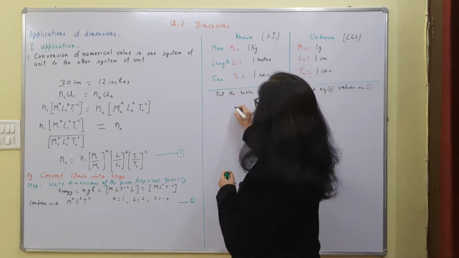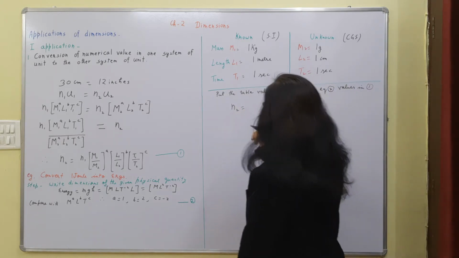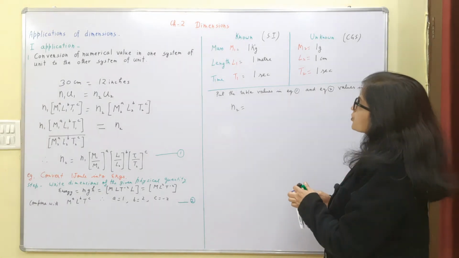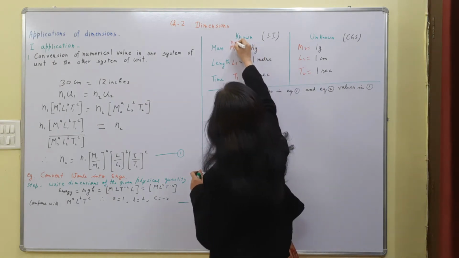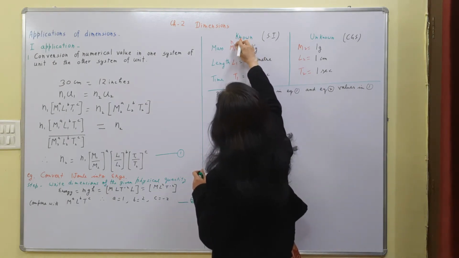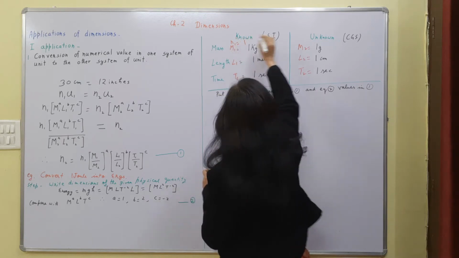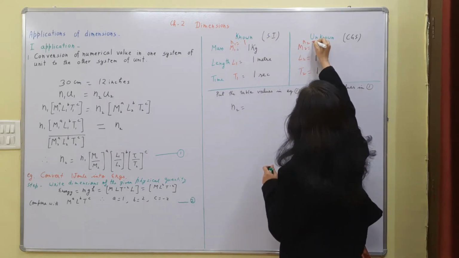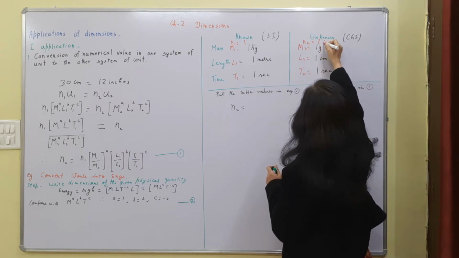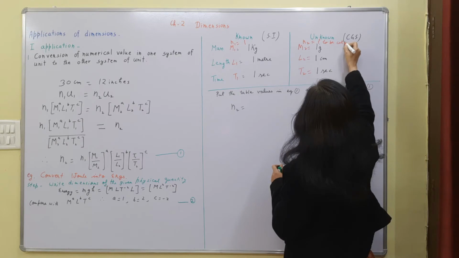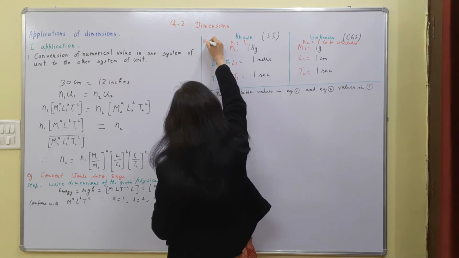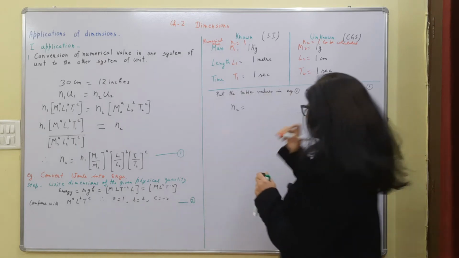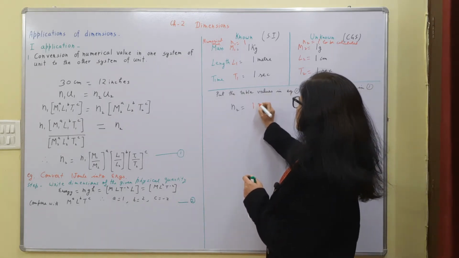What will we get? N2 is equal to... Now one more thing I forgot to mention here. N1, that means numerical value in the known system, is 1 joule. The numerical value in the unknown system, we don't know this value, so this is to be calculated. So N2, N1 we know, this is 1.